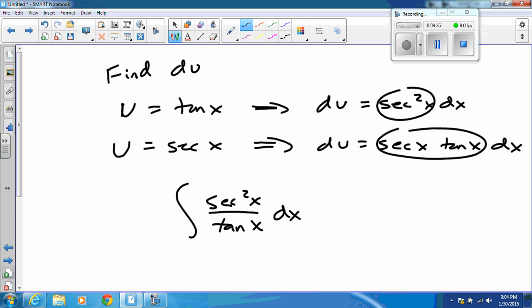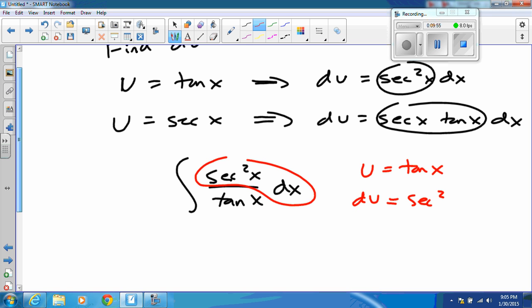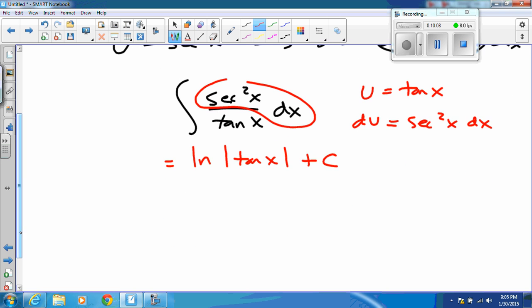So let's consider this integral, the integral of secant squared x over tangent x. All right, so I look here and I see that, aha, I have a secant squared x dx, and that can immediately be du if u is tangent x. So that my integral is now in the form du over u, and immediately I get the natural log of the absolute value of tangent x plus c. Very, very straightforward.